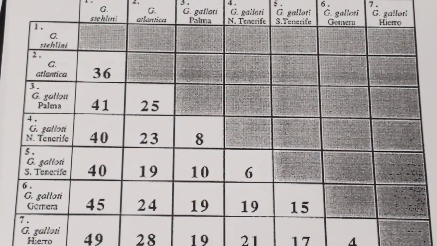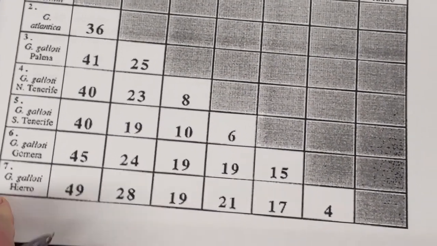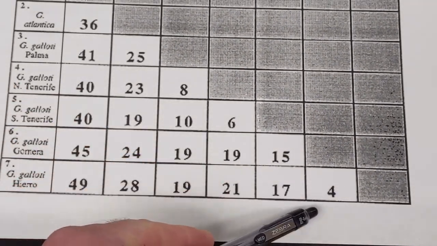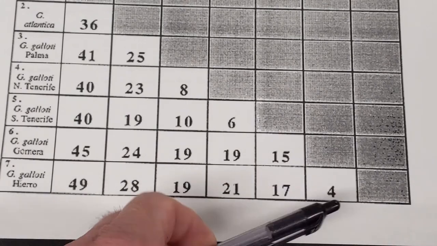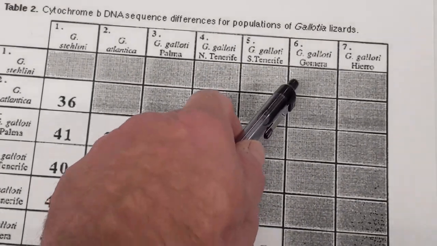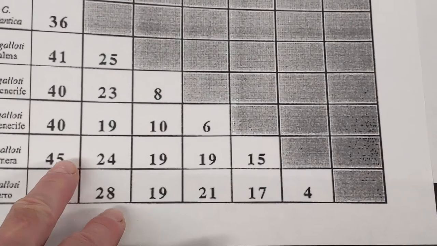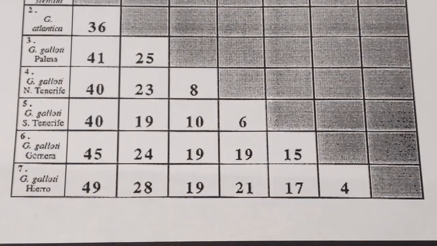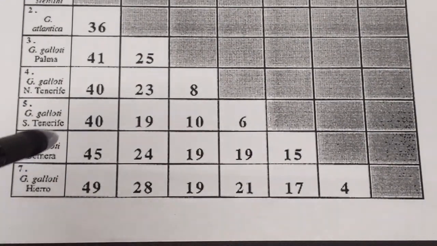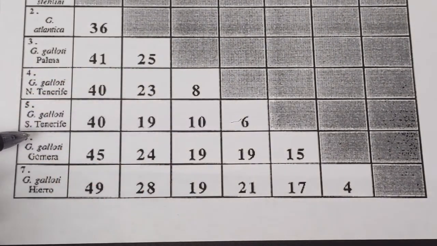Now, we can keep on going and looking at other things as well. What you're going to see is some species, like look at this, 4 between Hierro, and I'm going to guess that's got to be Gomera, and it is. Those 4 differences really support our previous hypothesis that the animals from Gomera ended up on Hierro. 6 base pair differences here.